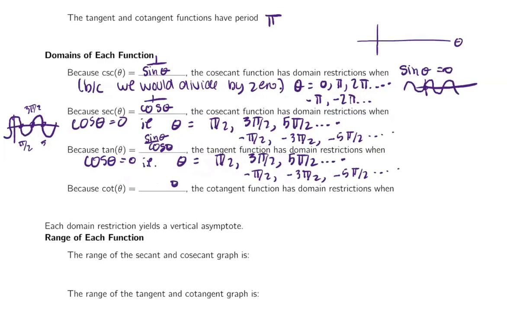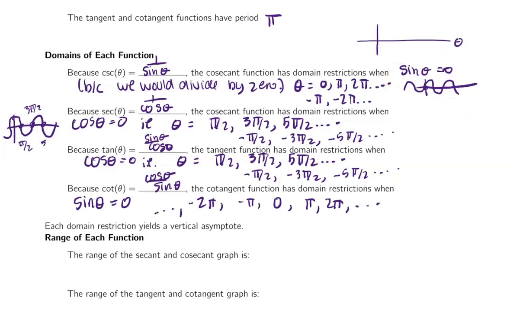And cotangent theta is cosine theta over sine theta. So it'll have domain restrictions whenever we would be dividing by 0, whenever sine theta is equal to 0. So when sine theta is 0, that's at things like negative 2 pi, negative pi, 0, pi, 2 pi, and so on. Right, and that's just going back to my graph of sine up here.